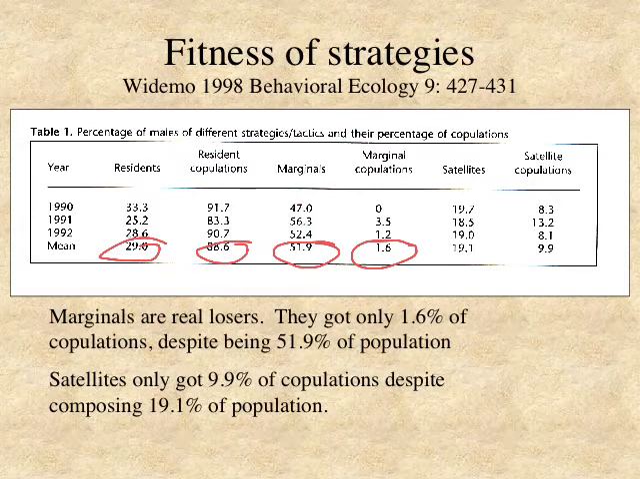Now, what's interesting though is the satellites make up about 19% of the population and got around 10% of the copulations, which, if it was genetically ESS, then if satellites are 19% of the population, you'd expect them to get 19% of the copulations. So the satellites got about half as many copulations as you would expect if this was in equilibrium ESS, a fixed genetic difference between satellites and independents.